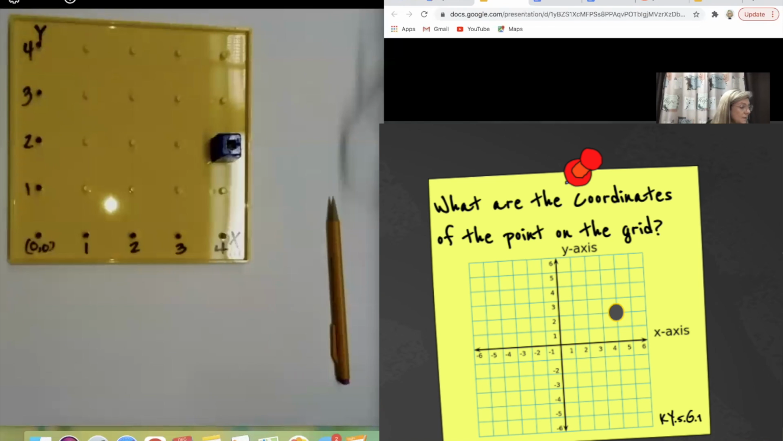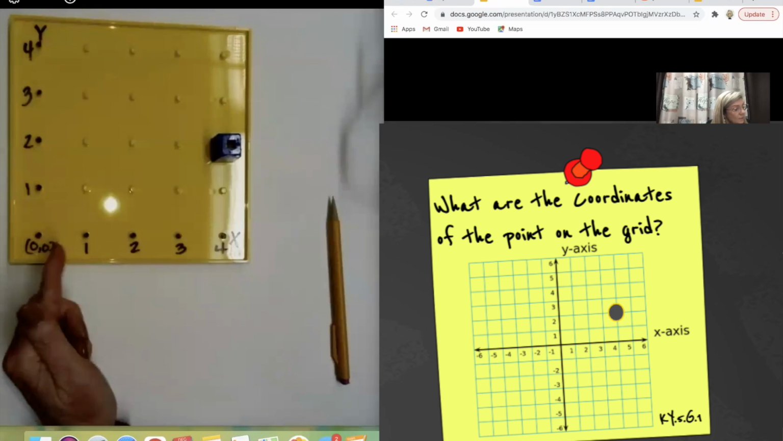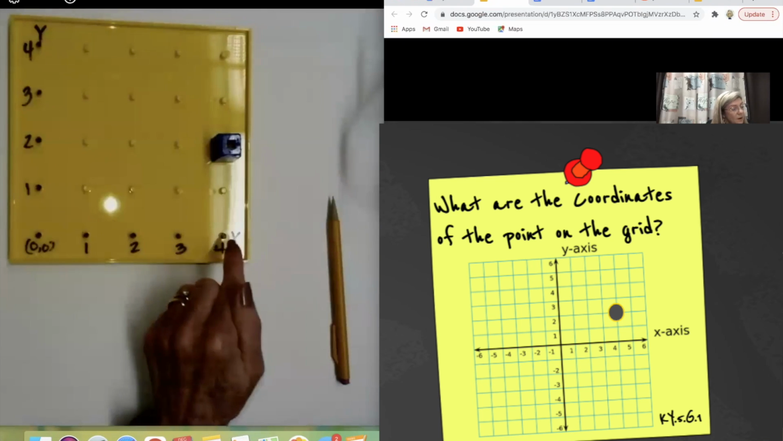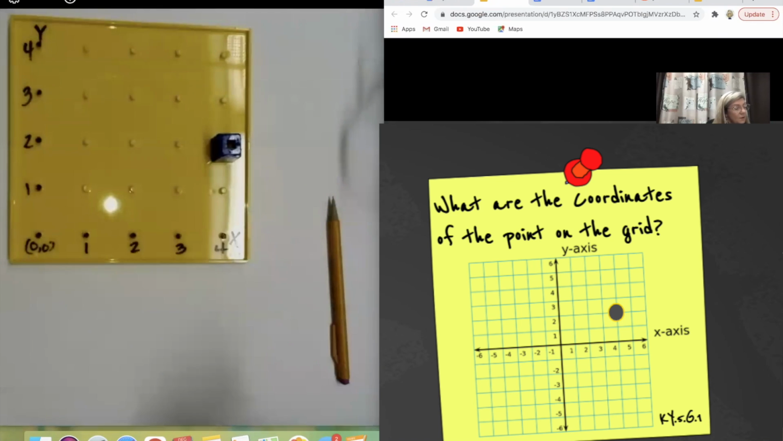What would it be? Well, where do we have to start? Start at the starting point, and we have to go X first. So we're going to go over. We're going to make 1, 2, 3, 4 hops, and then 2. So it would be 4 and then 2.